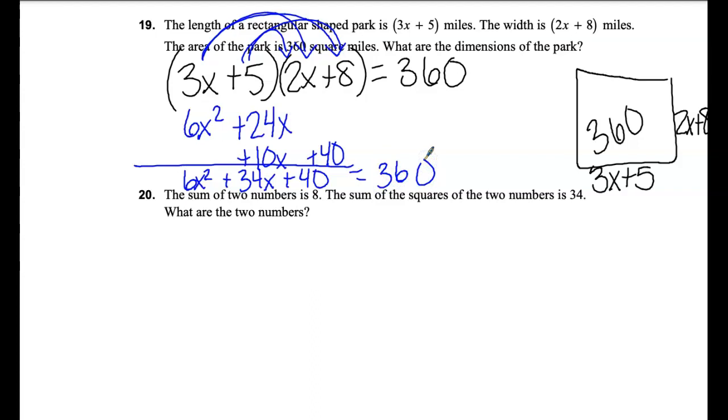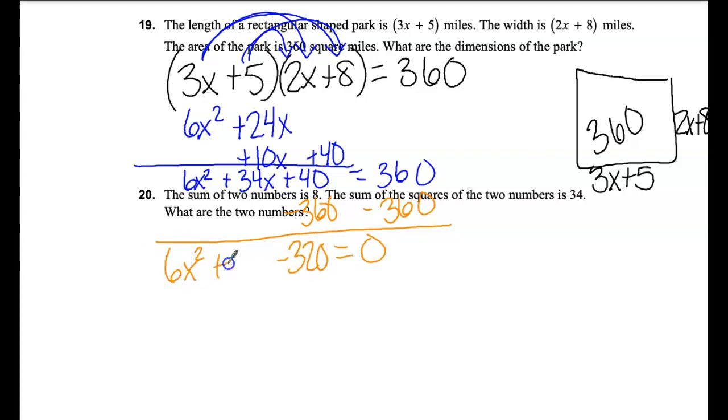Minus 40. Now, in order to get my dimensions, or to solve for x, I have to factor because I have an x squared. So what do I have to move then so that I can factor? I have to get rid of that 360. How do you get rid of the 360? Minus 360. So I subtract 360 from both sides. Negative 320 equals 0, and I still have 6x squared plus 34x.